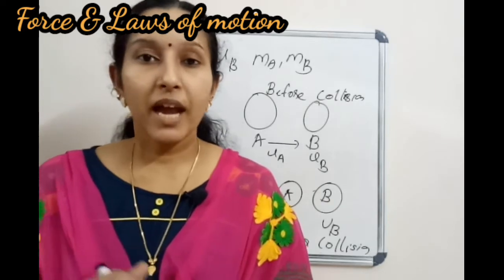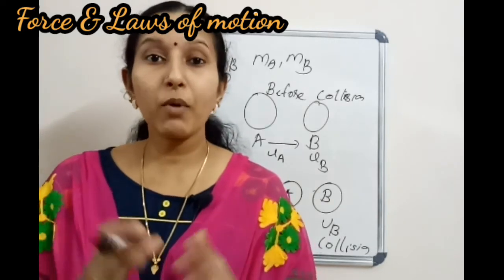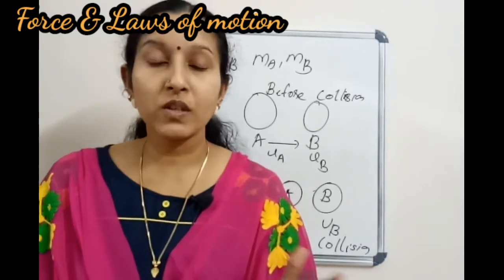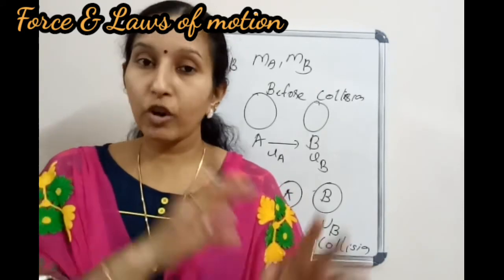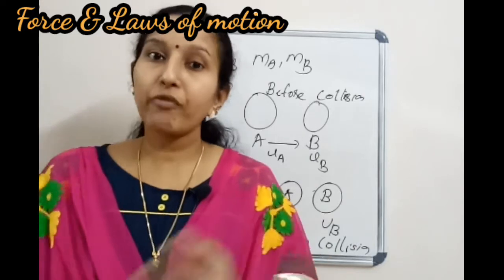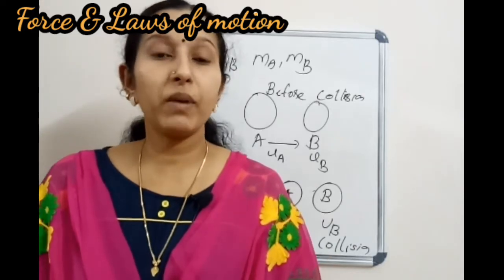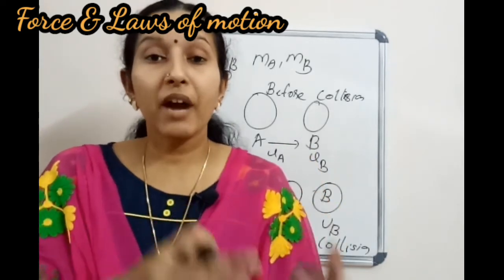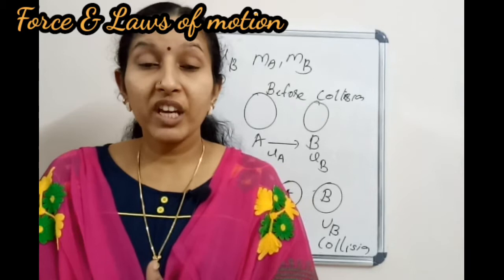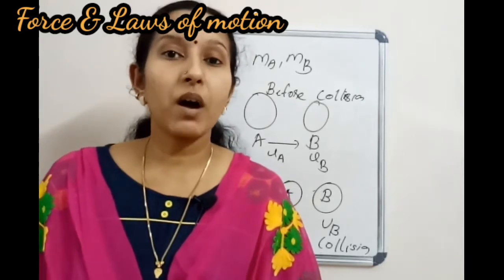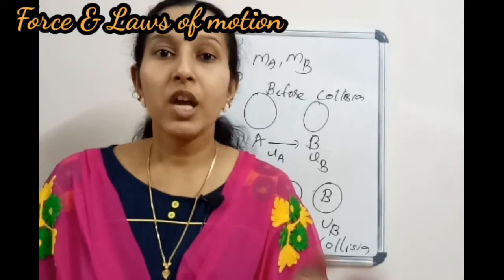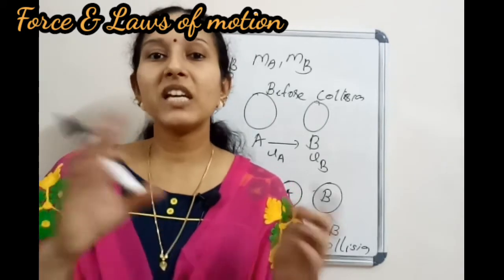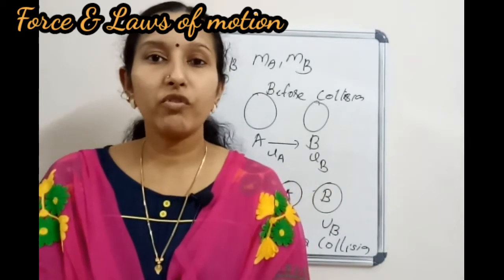Before the collision the velocities are UA and UB, and after collision they changed to VA and VB. Is there any change in the mass? No, same objects, same balls from start to end, so there is no change in the mass. Before collision the masses are MA and MB, and after collision also MA and MB. Only the velocities change: UA changes to VA and UB changes to VB.